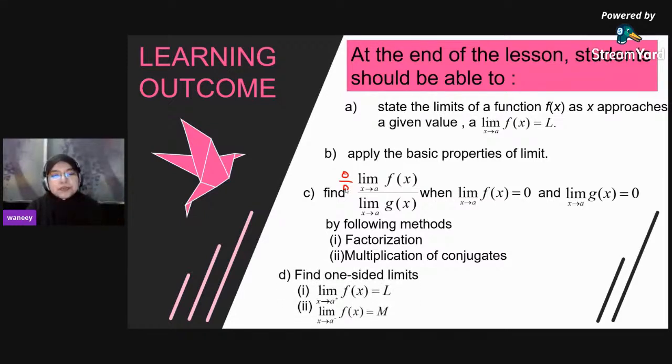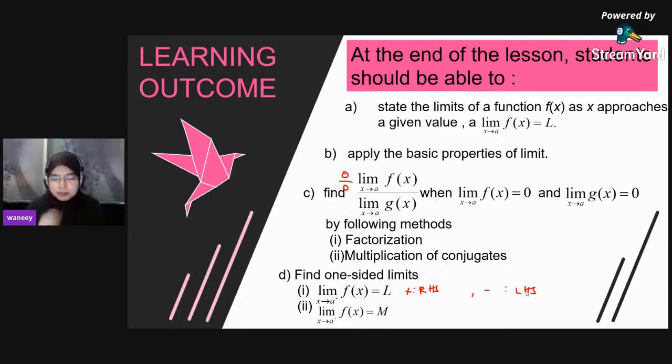Okay, and then of course, the last one is that we are going to calculate a one-sided limit. So that means we either calculate the limit as x approaches a. So if you have a plus, it simply means that we approach from the right-hand side. So a plus will mean the right-hand side. If we have a negative, that will mean the left-hand side. So the limit as x approaches a from the right-hand side for f(x) is equal to L, and then the limit for x approaches a from the left-hand side for f(x) is equal to M.